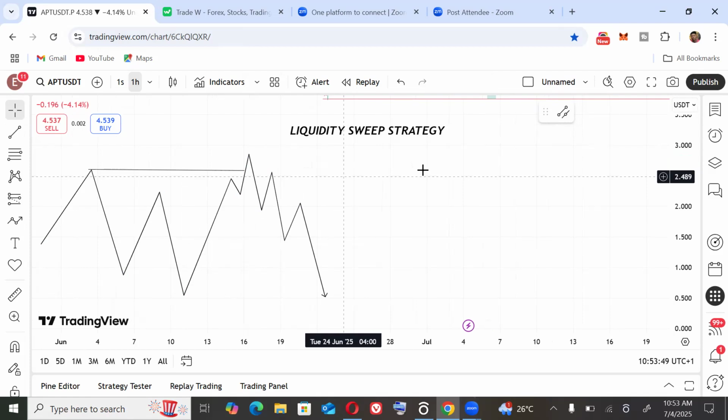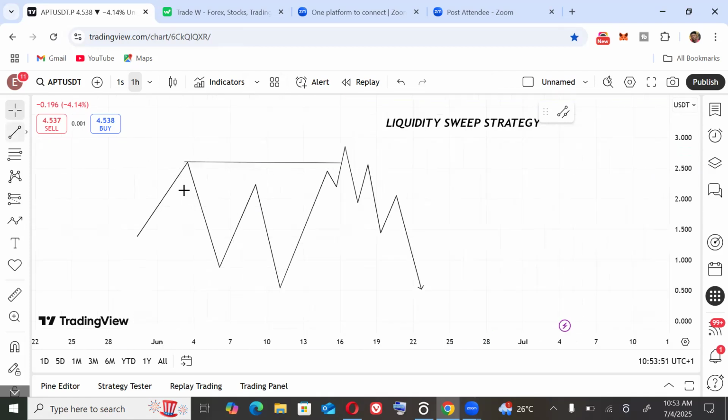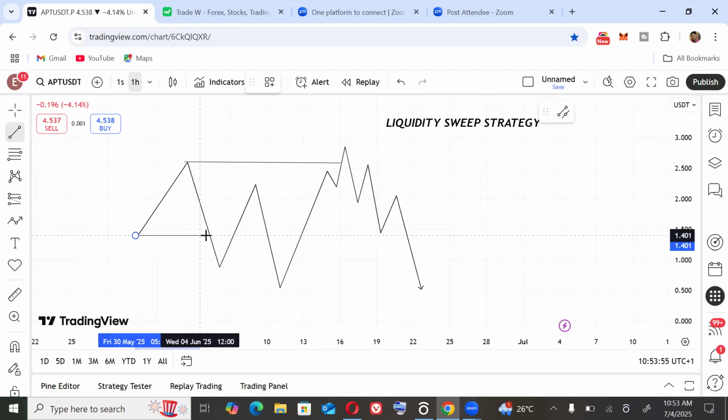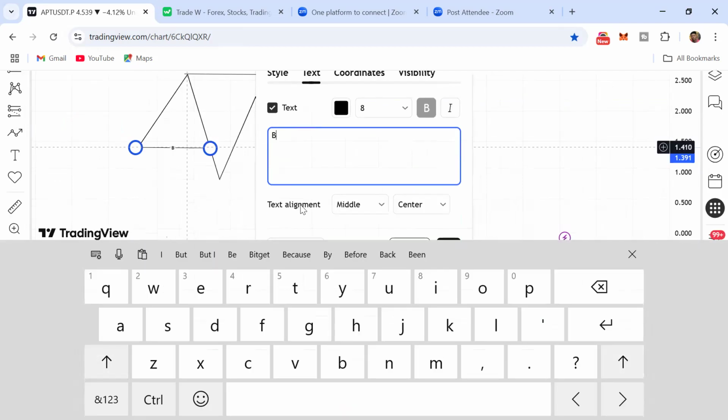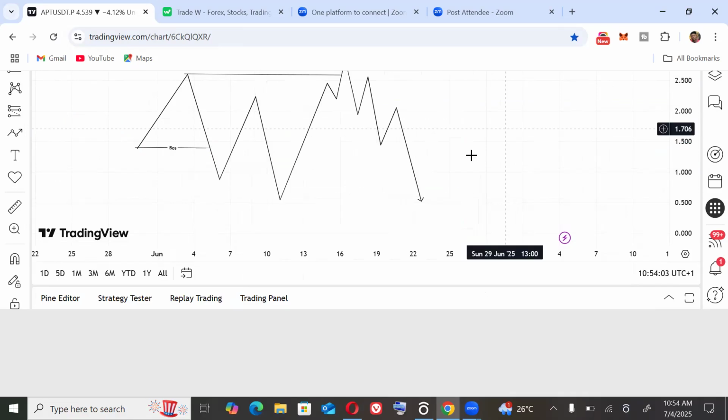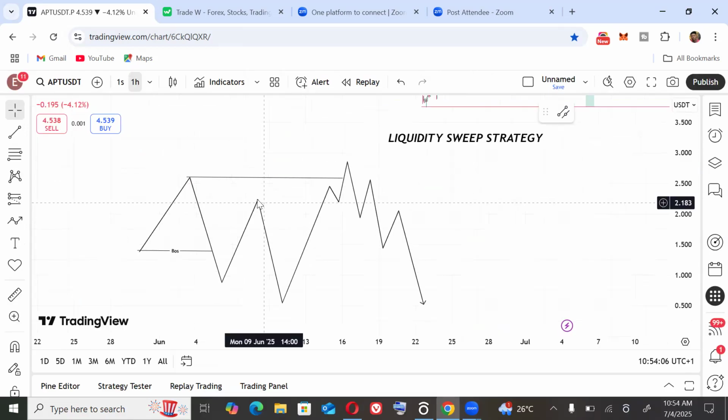Now, the first thing is to ensure that we understand we are in a bearish trend or in a, what? Bullish trend. In this scenario, I want to make sure that we are actually in a bearish trend. So you can see my BOS, my break of structure.